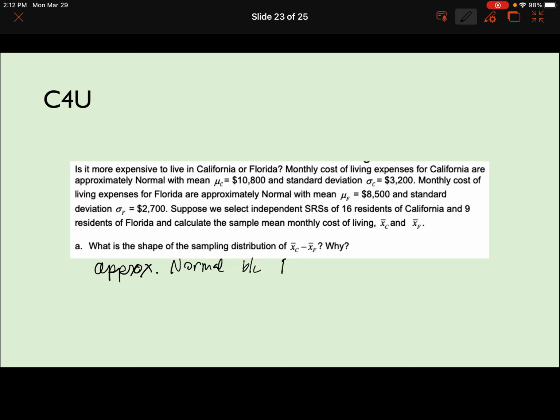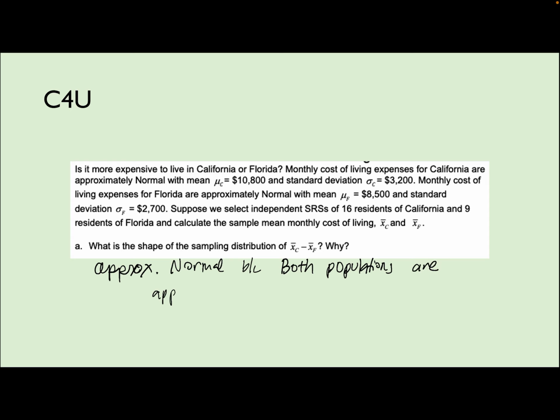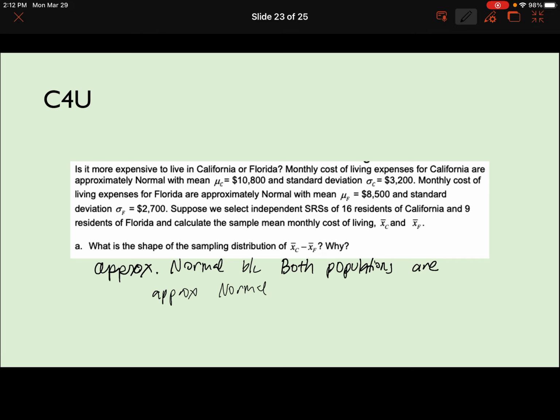Because both populations are approximately normal. And I know that just because it tells me in the problem. It tells me that living expenses in California have a normal distribution, and Florida, same thing. So because both of those have normally distributed populations, I can go ahead and say that when I subtract the sampling distributions, that will also look normal.